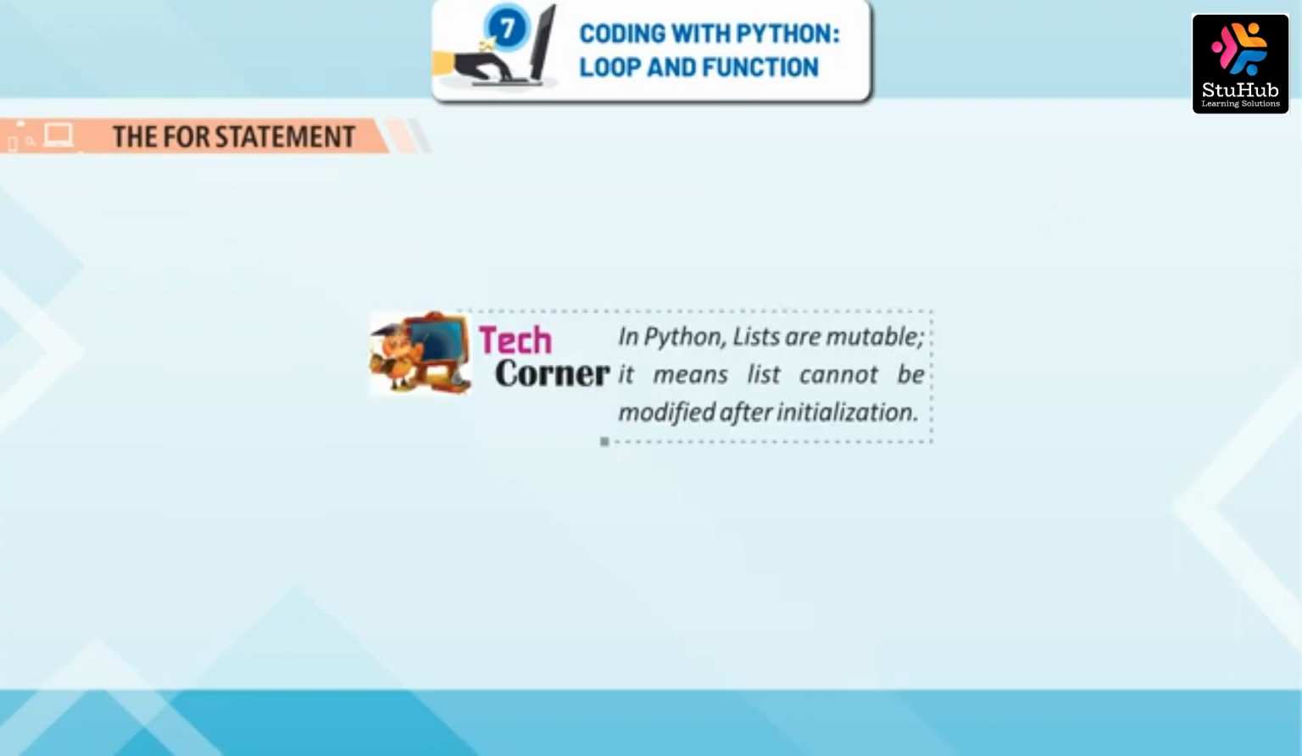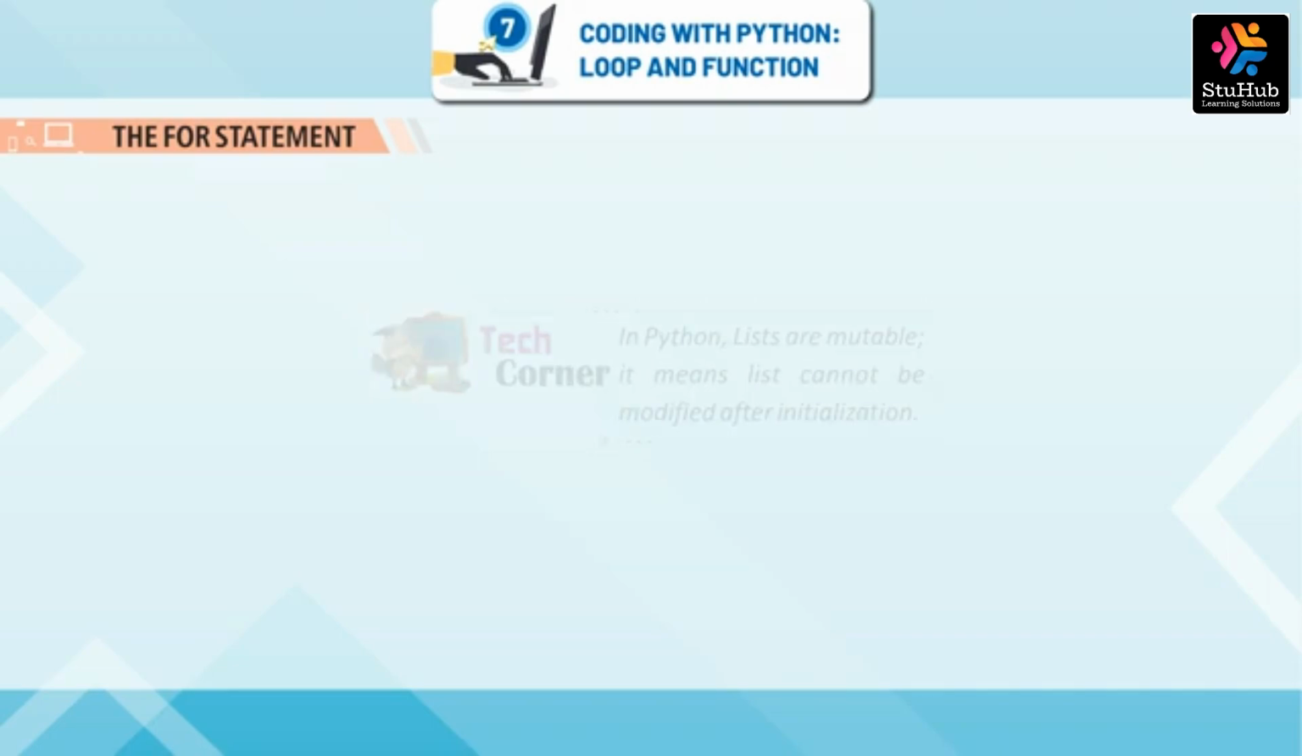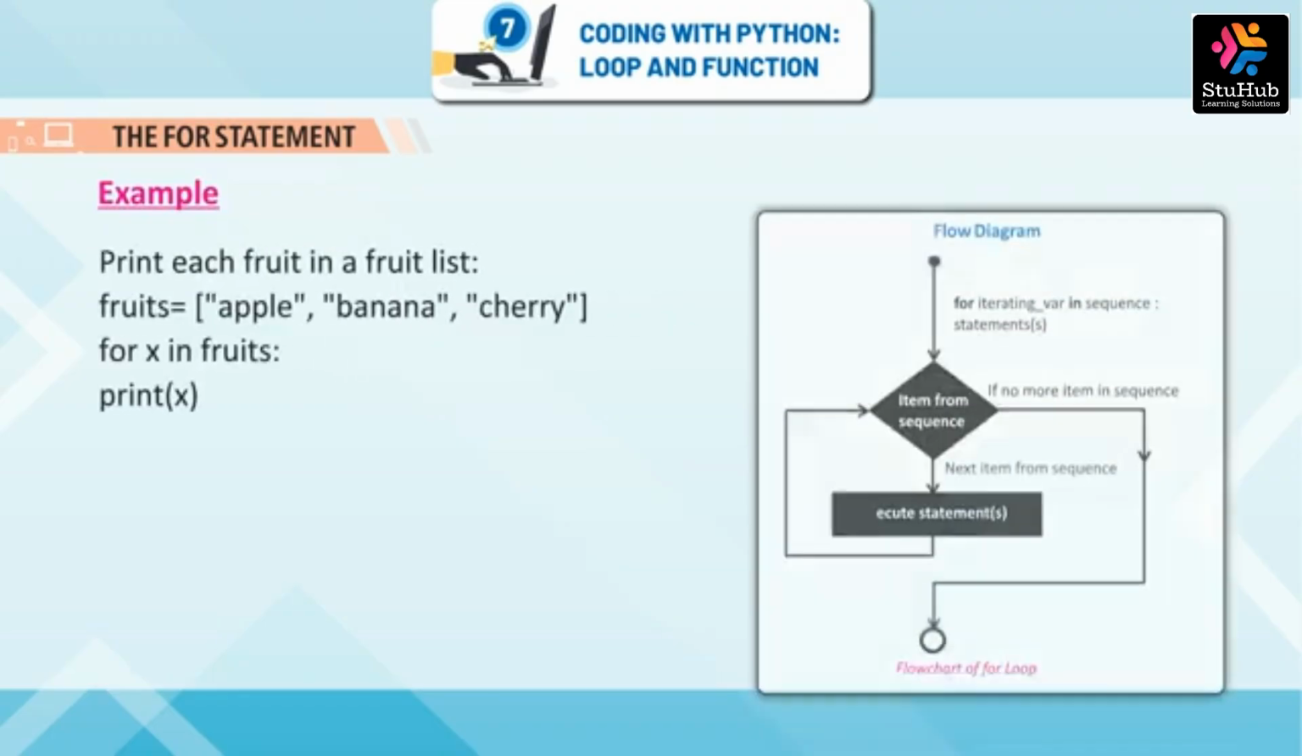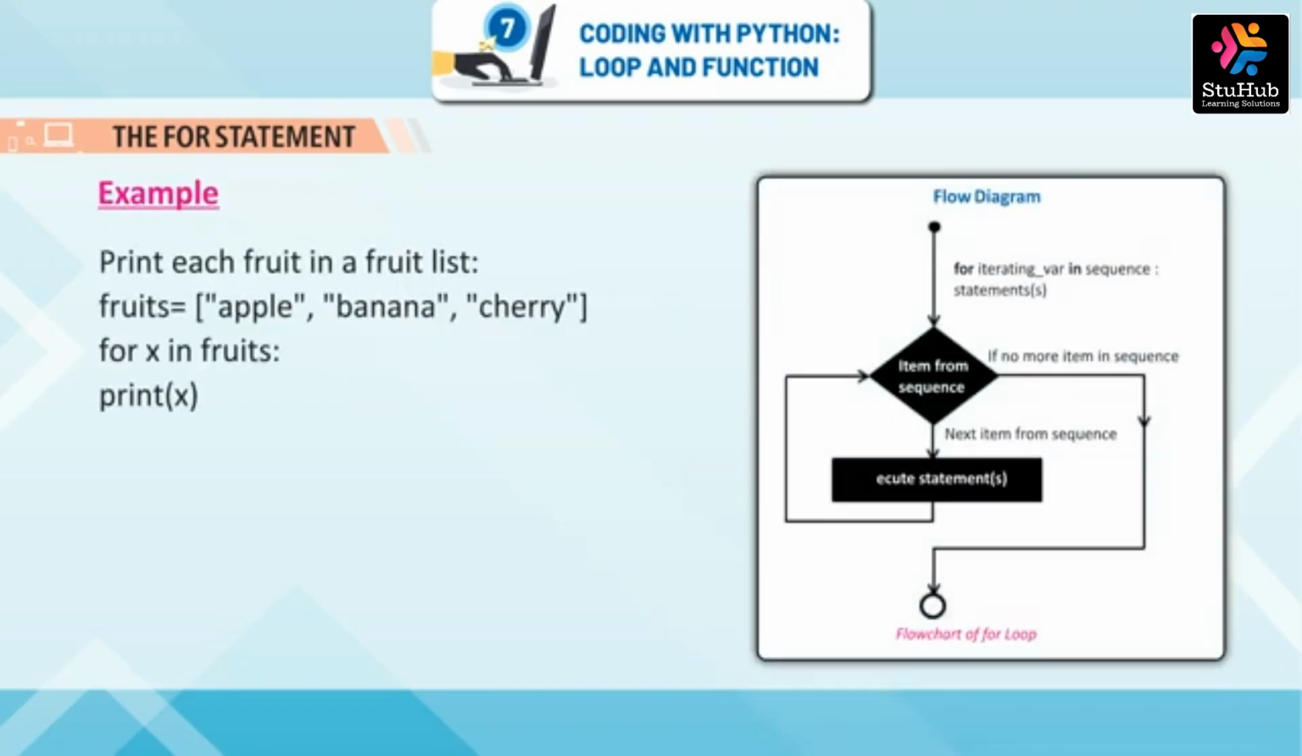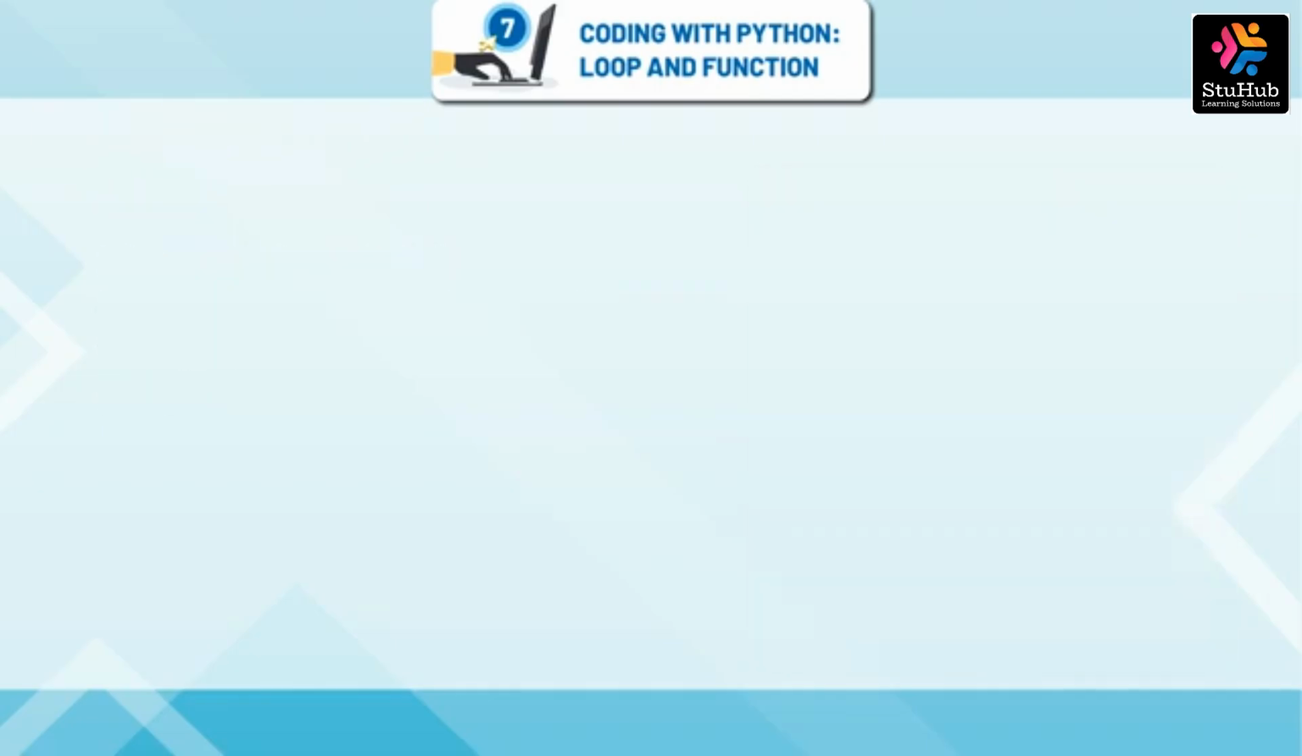Tech corner. In Python, lists are mutable. It means a list can be modified after initialization. Example, print each fruit in a fruit list. fruits = ["apple", "banana", "cherry"]. for x in fruits: print(x).